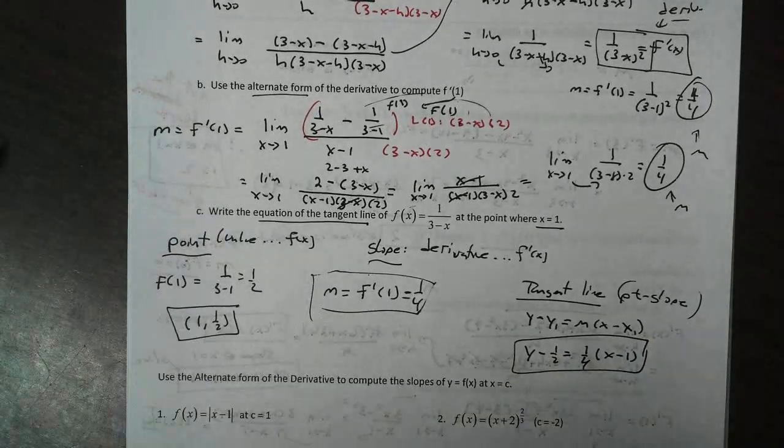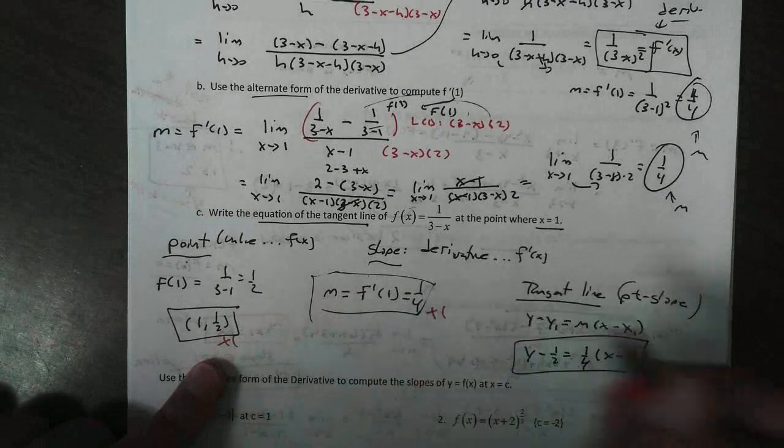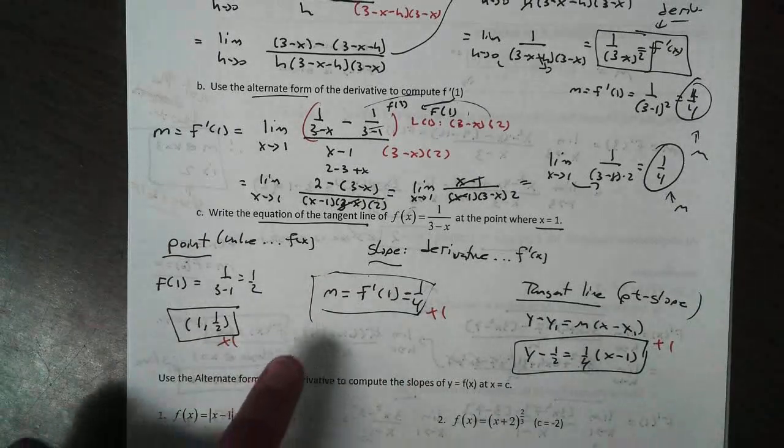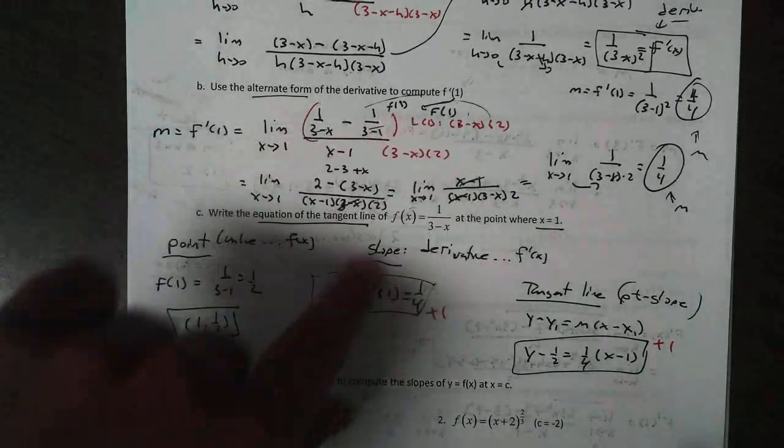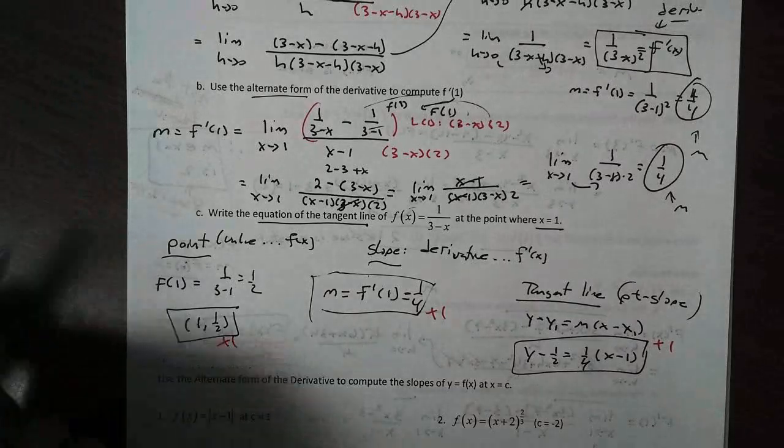Now how would I grade this? Getting the point, 1 point, for your slope, 1 point for that. Now depending on how hard it was, this might be worth 2 points, finding the slope itself, the derivative.